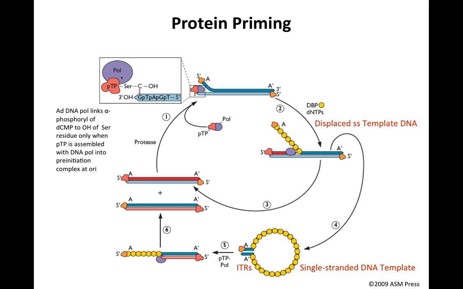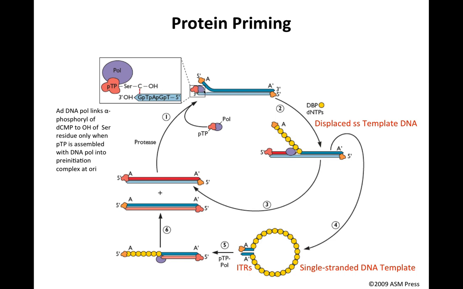A protein stuck on the polymerase then binds to the 3' end of the DNA. That C then serves as the primer for new DNA synthesis. So the next base that's going to be added by this polymerase would be an A, complementary to this T, and it'll be covalently linked by a phosphodiester bond to this C.